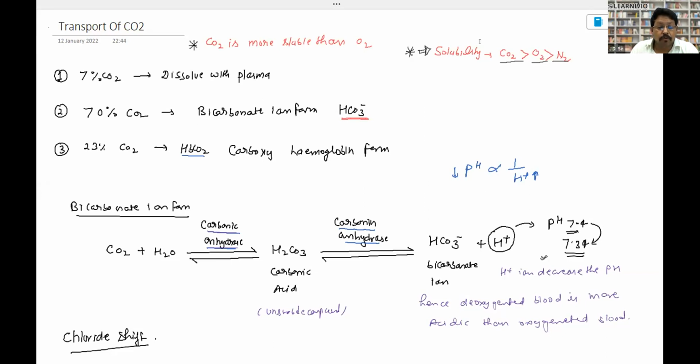The most important question is solubility of what? CO2 is more soluble than oxygen, right? This is the criteria of solubility. Carbon dioxide is most soluble, then oxygen, then nitrogen. Please note down. Oxygen is not that much soluble.